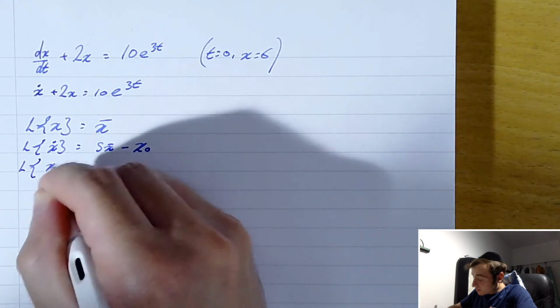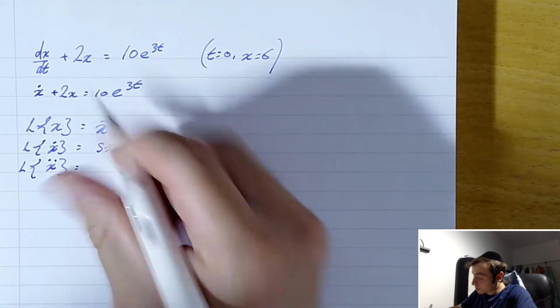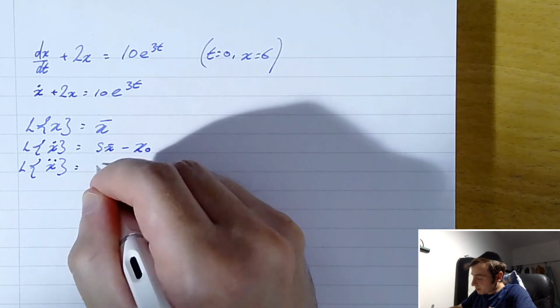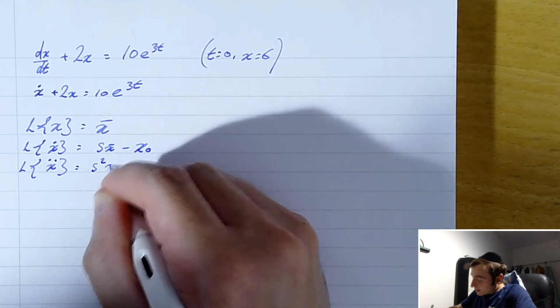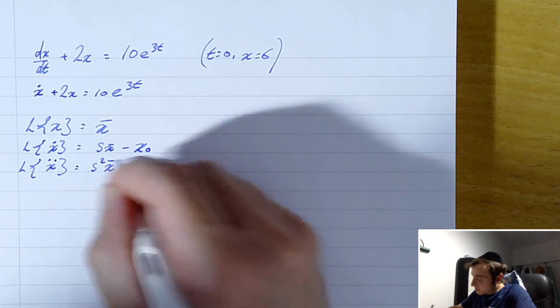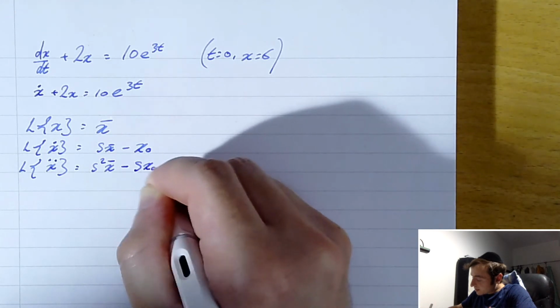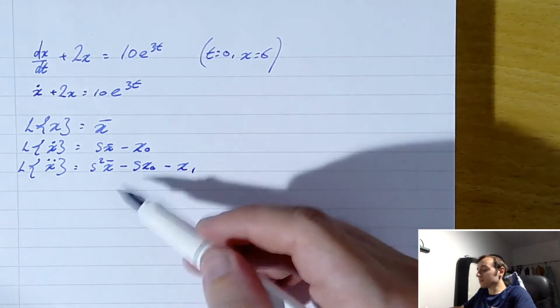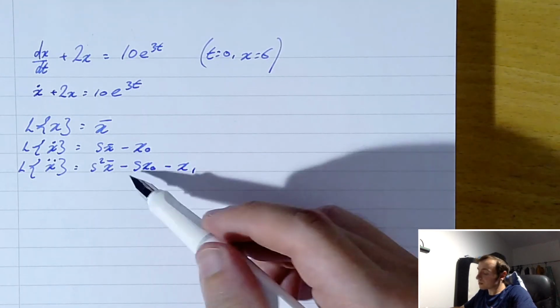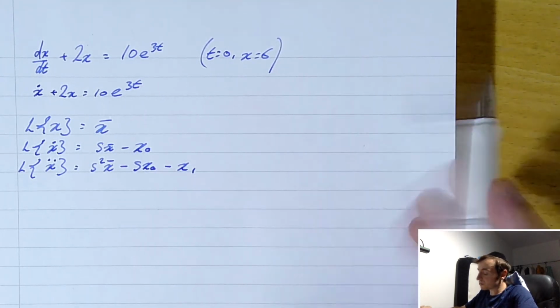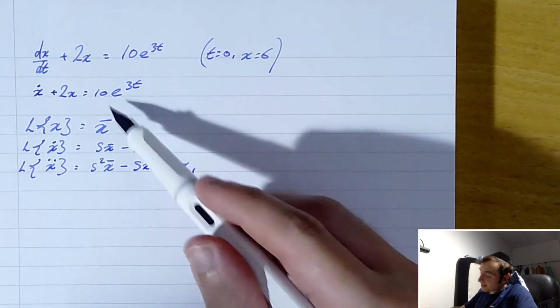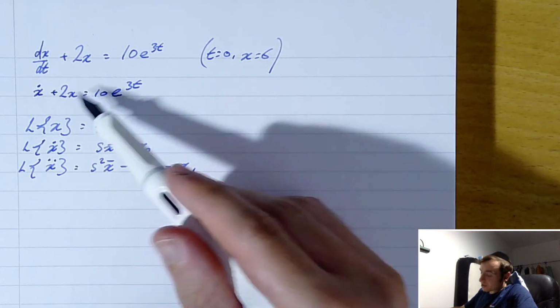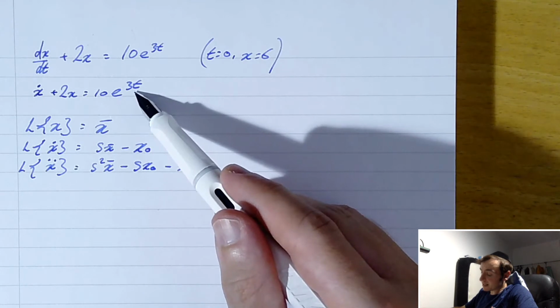Then the Laplace transform of the second derivative, which we don't actually need here, I have a bad habit of doing that, is s squared x bar minus s x naught minus x1. It's good to do the second derivative always because it gets rid of the habit of higher order derivatives for transforms. It's useful. Fine. So now we've got x dot plus 2x equals 10e to the 3t.